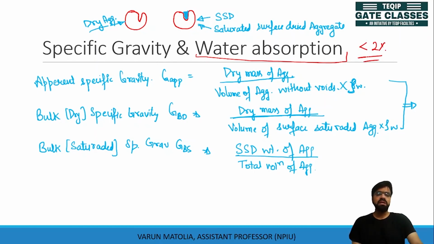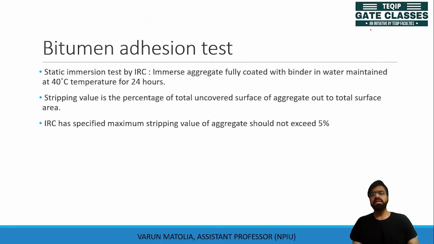This can be measured by difference of these two masses divided by dry mass of the aggregate. Difference of SSD weight minus dry mass of aggregate divided by dry mass of aggregate. So this is how water absorption can be measured, and this should be less than 2% for the aggregate used in the pavement. The last and the very important property is bitumen adhesion.